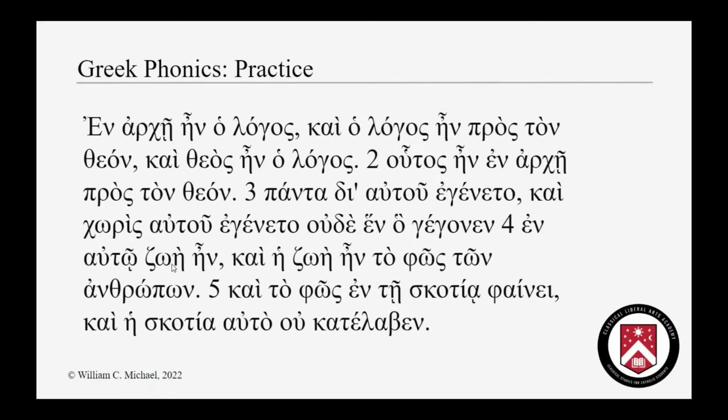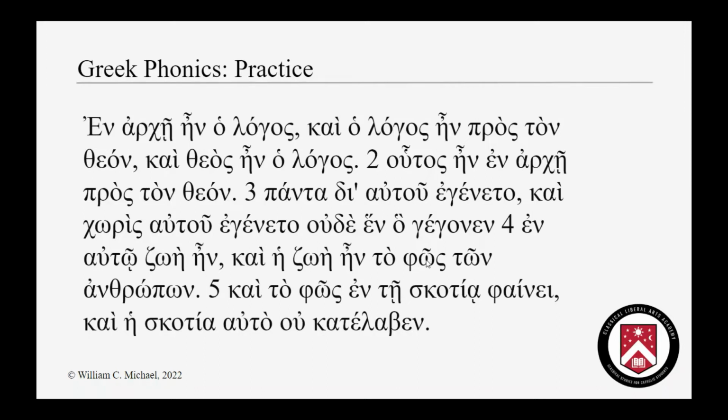We then have zoe. And notice that omega and eta do not form a diphthong, so this word is divided into two syllables. Zoe, with the grave accent on the second syllable. We then have ein, again. Kai, he, notice the rough breathing mark, the aspiration mark shaped like a C. He. Zoe. Ein, to, phos.